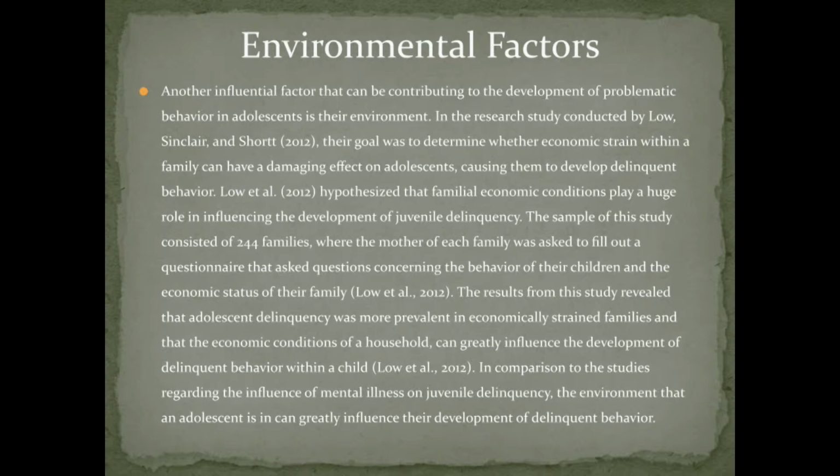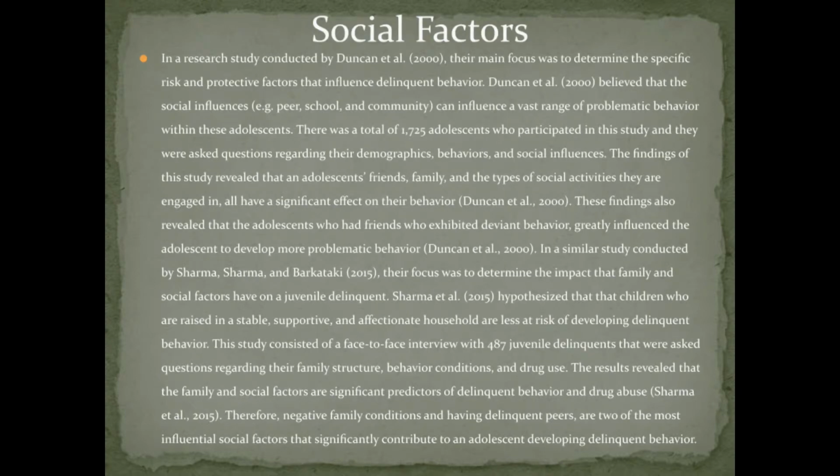In comparison to the studies regarding the influence of mental illness on juvenile delinquency, the environment that an adolescent is in can greatly influence their development of delinquent behavior. Now, the third factor that we will be reviewing are the social factors. In a research study conducted by Duncan et al., their main focus was to determine the specific risk and protective factors that influence delinquent behavior.